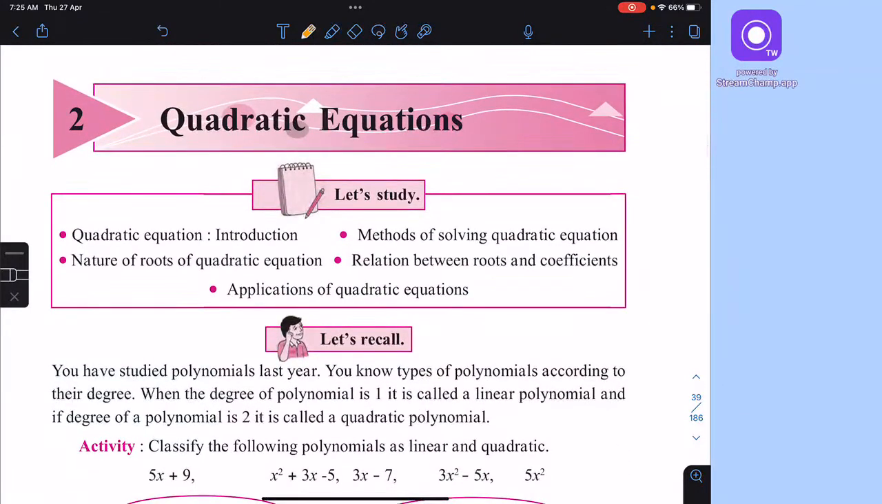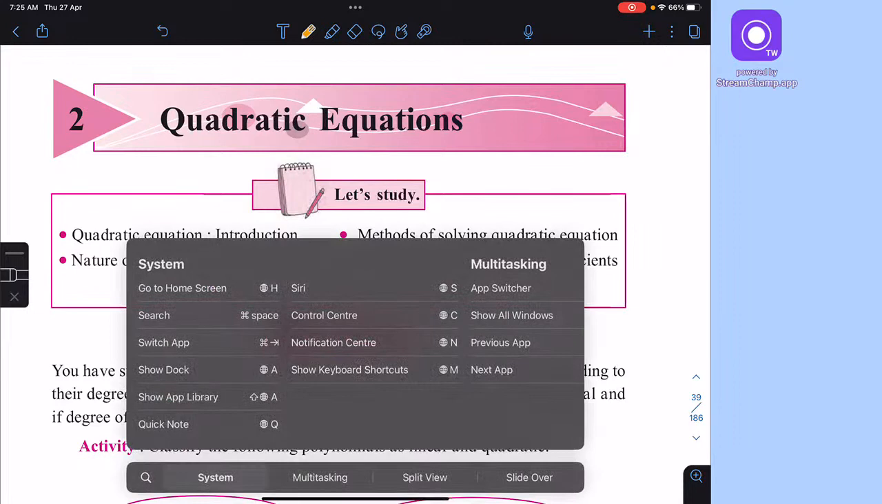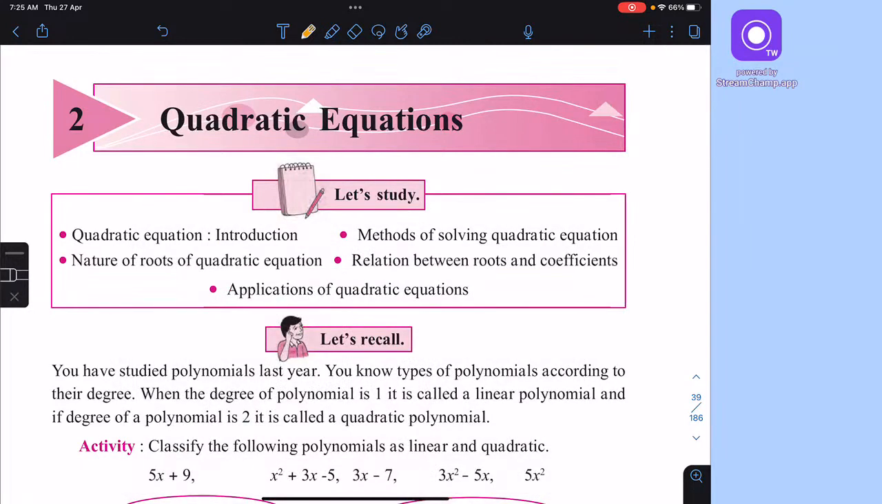Let us study quadratic equations. So you have studied polynomials last year. So try to understand the difference between polynomials and expressions. Say for example, if you have say x plus 1 upon x.